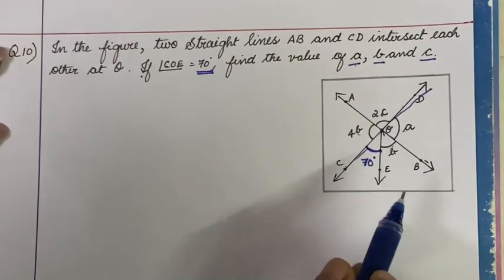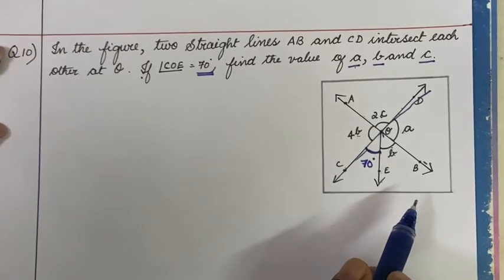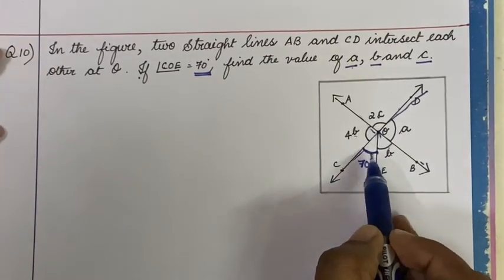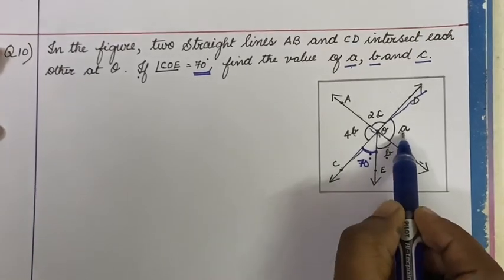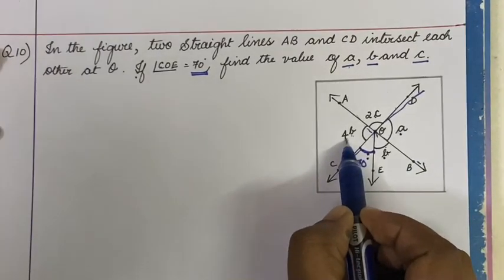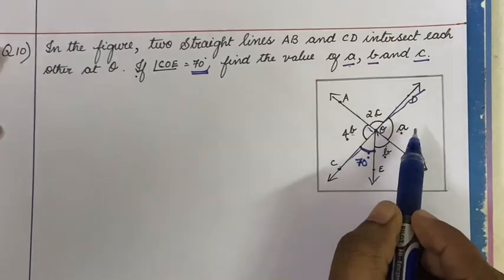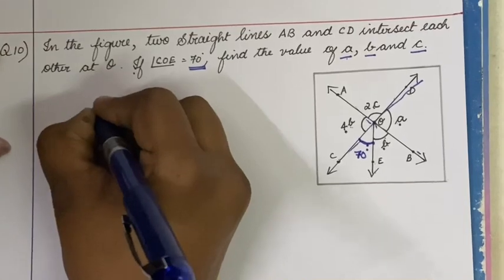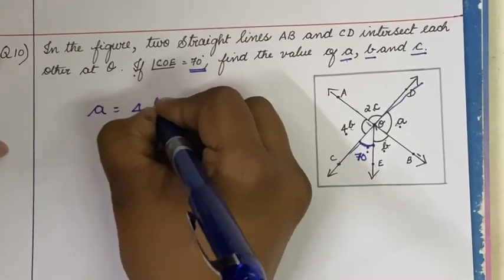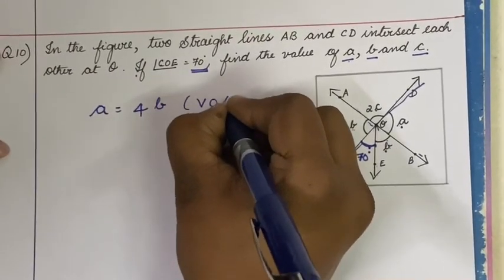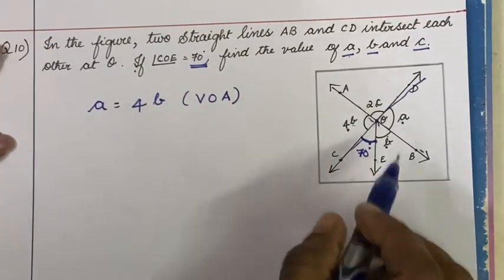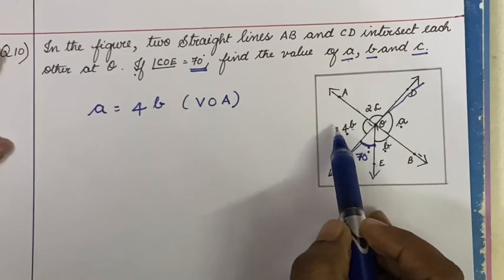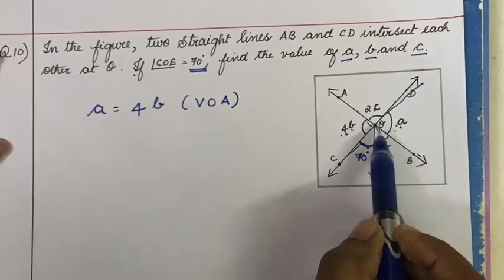Do we have any vertically opposite angles? Can we get anything directly? Vertically opposite means 2C's vertically opposite is 70 plus B, and A's vertically opposite is 4B. So nothing I could get directly now. But one thing I can do is write: angle A is equal to 4B because of vertically opposite angles. So now I know that A is equal to 4B.